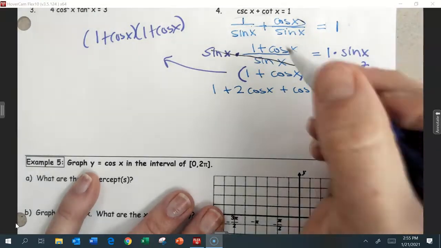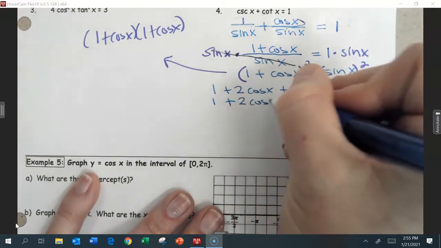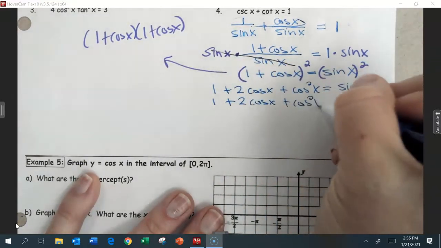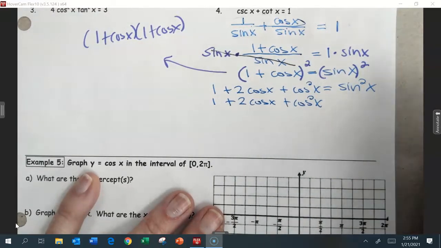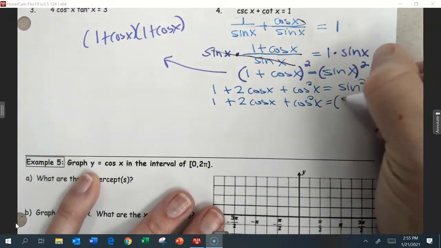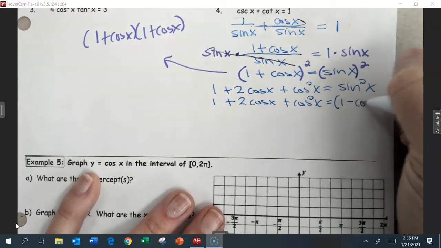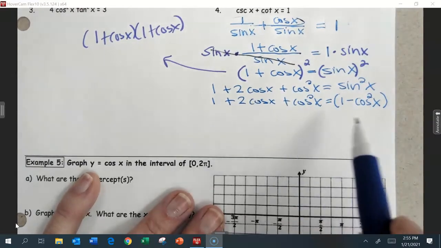Now I can leave this alone for a minute. Looking at this, this side right now I can use a Pythag identity. So sine squared of x, I can replace with 1 minus cosine squared of x. And you might be asking, how is that going to help me?